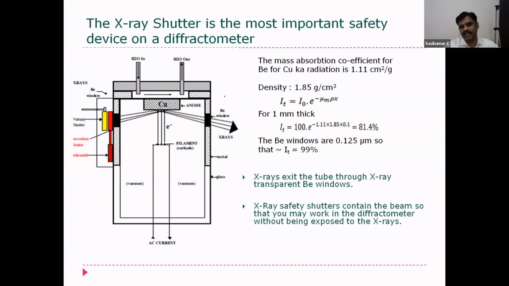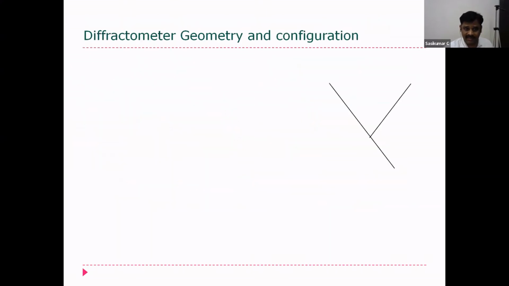Don't expose yourself to the X-ray for a long time. Once you place your specimen, come out of the room, and once the measurement is completed and you get signals, then you can stop the X-ray and enter the room. That is a much better and safer way to operate X-rays.